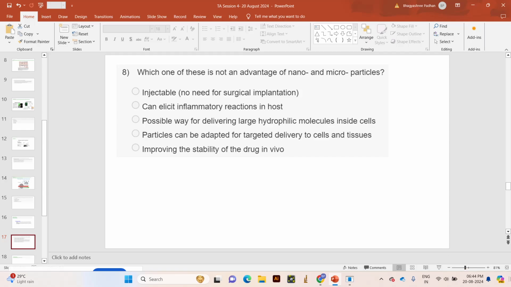Which one of these is not an advantage of nano and microparticles?